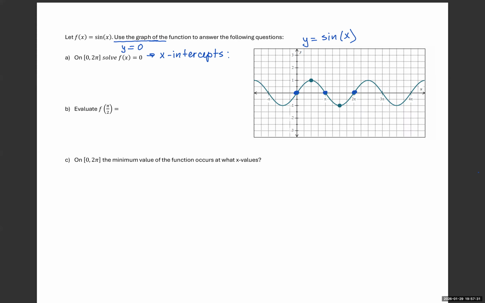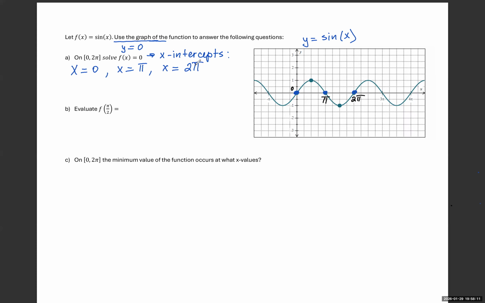Now, let me make the points on the graph a little bit bigger. So this is π, and this is 2π. And of course, this one is at the origin, so this is 0. So the answer to the first question is x = 0, x = π, and x = 2π. You could have accomplished the same thing just by looking at the unit circle and figuring out where the y coordinate is 0 on the unit circle.